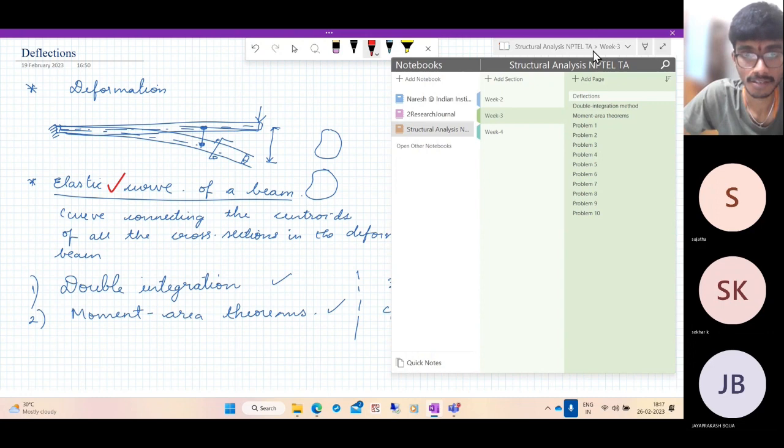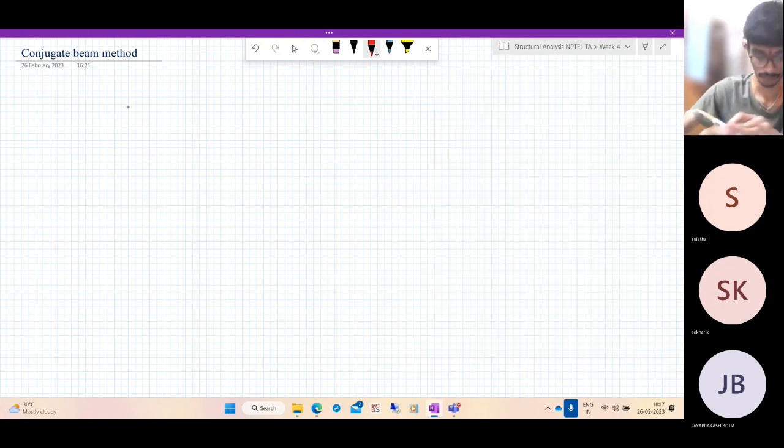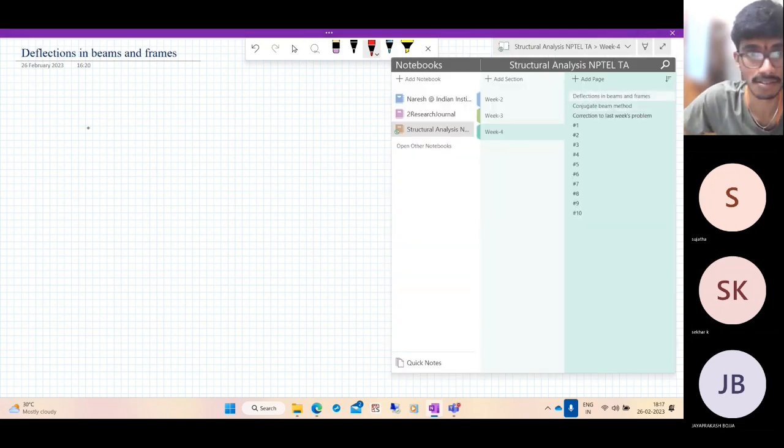So this week we'll continue to look at the methods to compute the deflection and slope of a beam. We will also extend it to frames using the unit load method. We will first look at the conjugate beam method, and then we'll look at the unit load method. Let us look at what the conjugate beam method is, because you're already aware of the unit load method. Let me just quickly refresh.